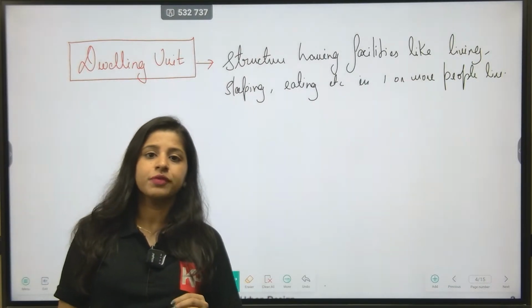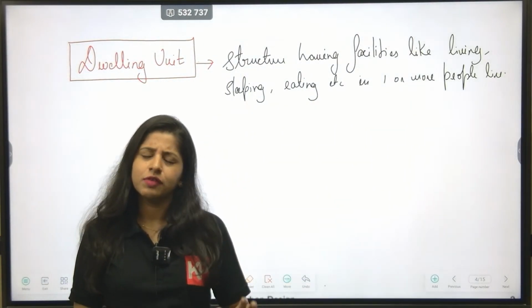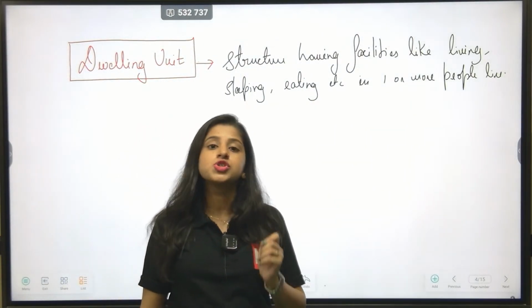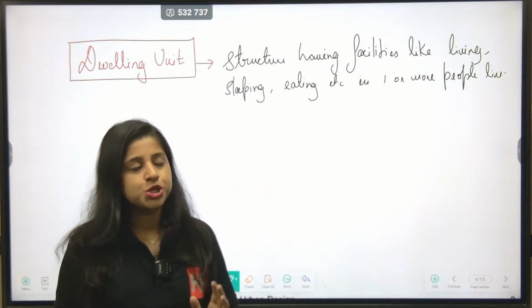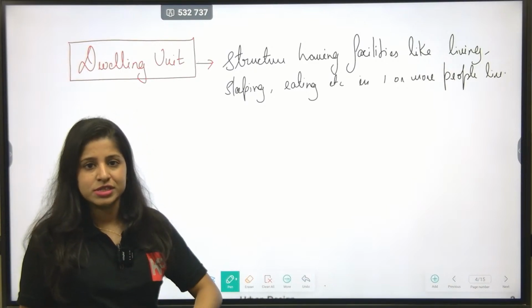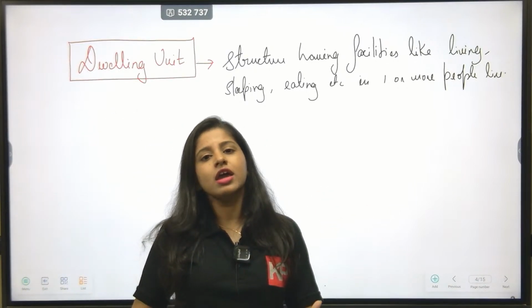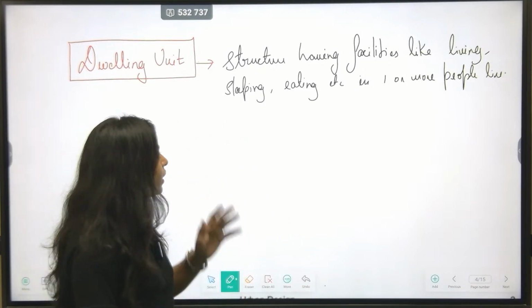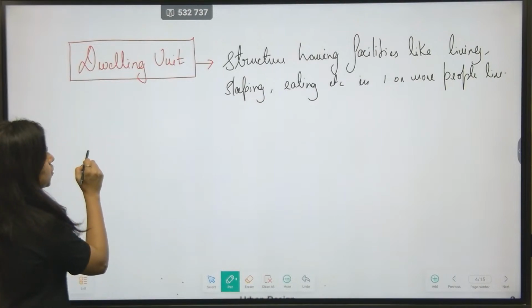In urban housing, we don't use the term house, we don't use the term apartment. Whenever we're doing calculation, we refer to it as dwelling unit. So a dwelling unit is that structure in which you have different facilities like living, sleeping, bathing, eating, as in your house, in which one or more people live. That is your dwelling unit. And then you have another term, which is your household.